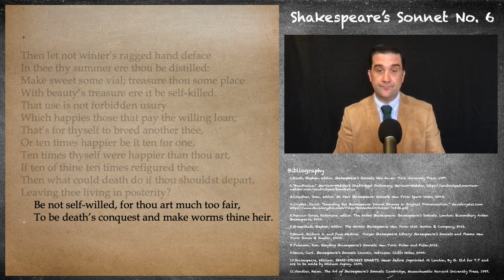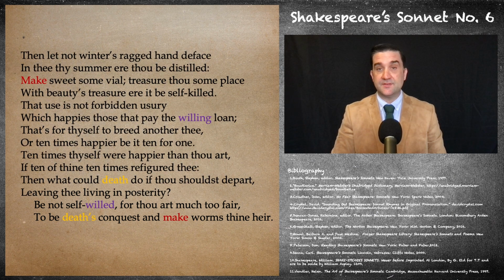It turns out there's 3 of them in this poem. We have make in lines 3 and 14. We have will with willing and willed in lines 6 and 13 respectively. And then we have death in lines 11 and 14. Make, will, death. That's sound advice for estate planning.